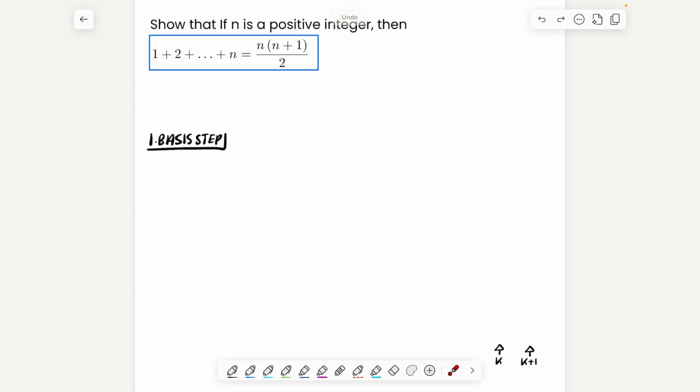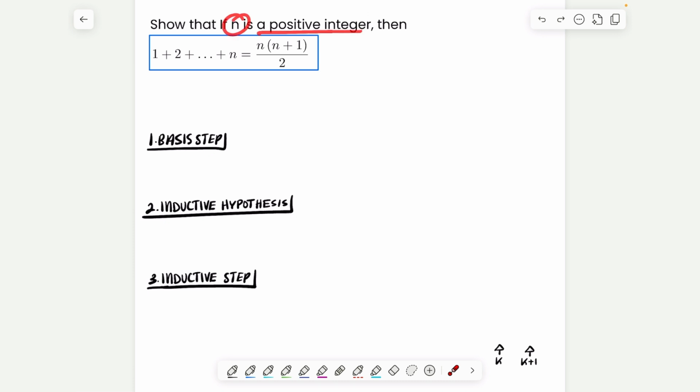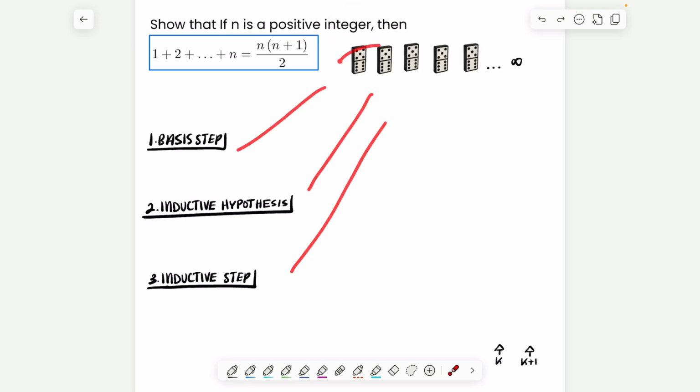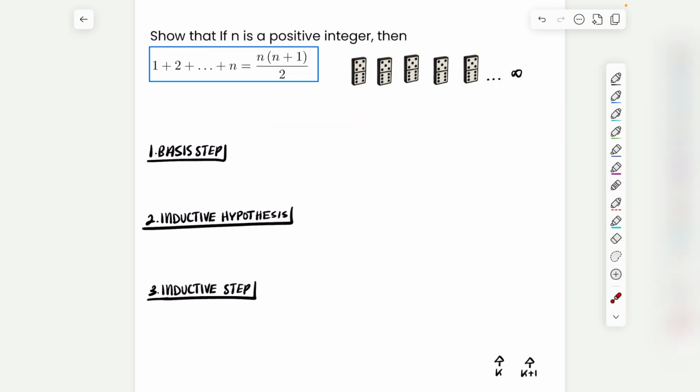The first one is the basis step, second is the inductive hypothesis, and the third is the inductive step. Now to never forget these steps, I'm going to show you the domino analogy. So just like we have n positive integers, so an infinite amount of positive integers, just imagine an infinite amount of dominoes. So for each step, I'll give you a visual as to what's happening with the dominoes. But before anything, we can actually rewrite our claim so it's more compact and simplified.